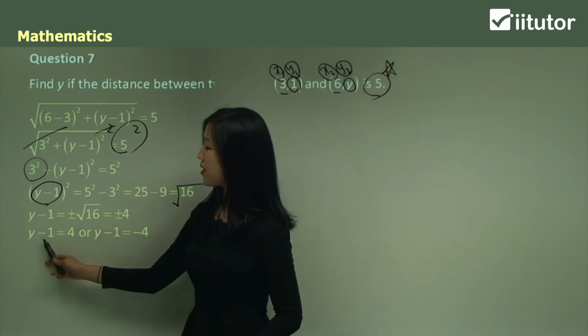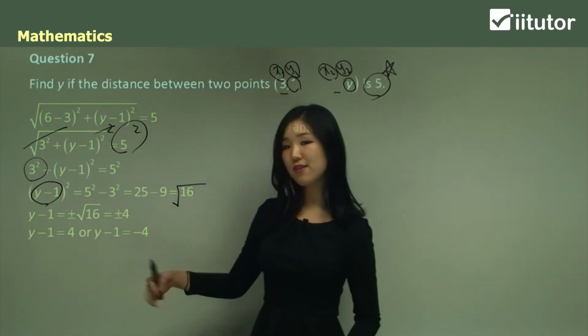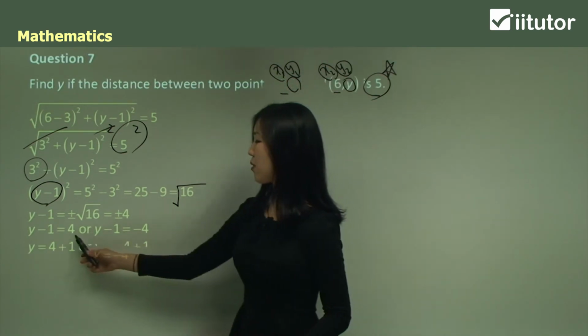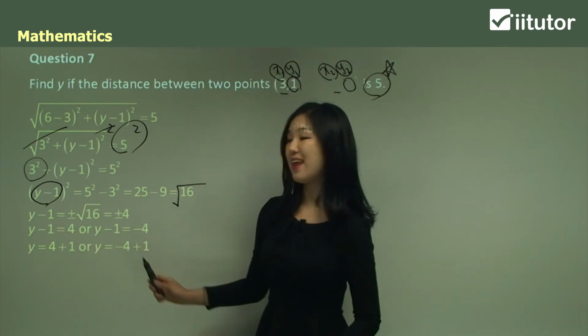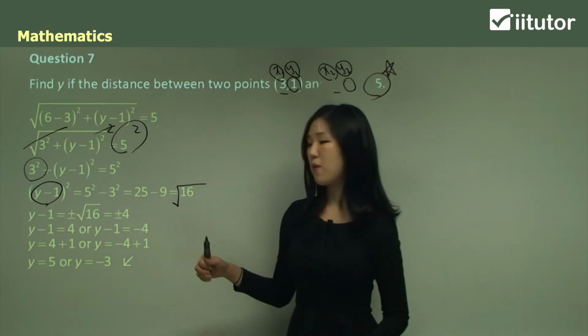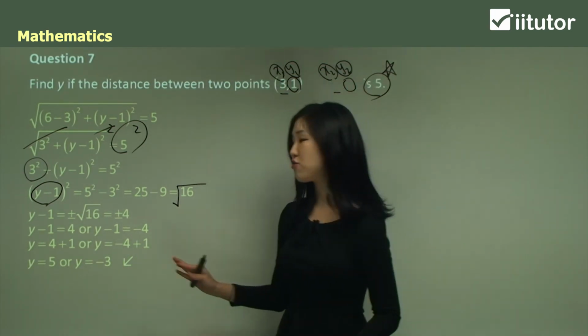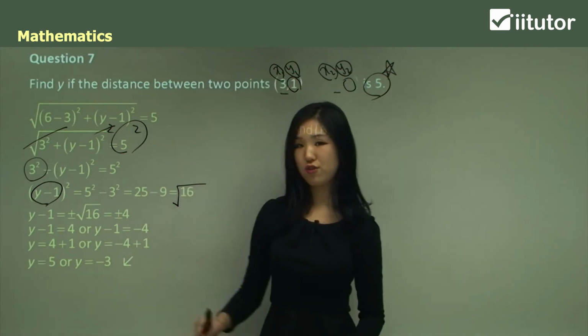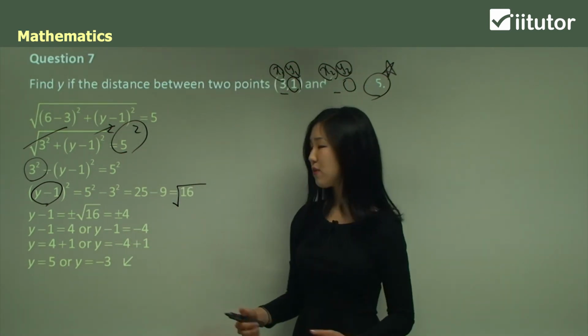Now it's minus 1 here, so to get rid of that, I need to add 1. So I'm going to add 1 to 4 and add 1 to negative 4. 4 plus 1 is 5, negative 4 plus 1 is negative 3. Those two are the answers. We have two solutions. Okay, so we have two values of y.